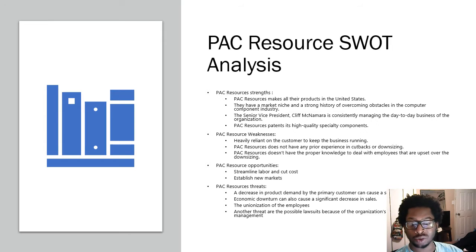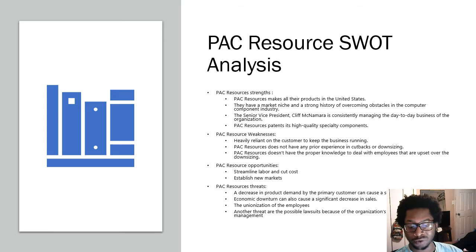PAC Resources has two opportunities that can lead to the overall organization's success. PAC Resources can streamline labor and cut back. This allows for the organization to do an internal analysis of areas that are weak and turn them into new strengths. The second opportunity is to venture into new markets. By working with Senior Vice President Cliff McNamara, PAC Resources can discover new markets for their products to be sold and new customers.